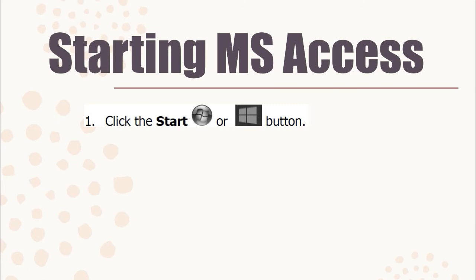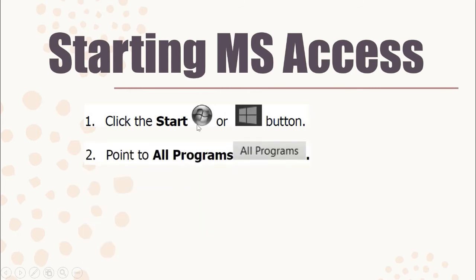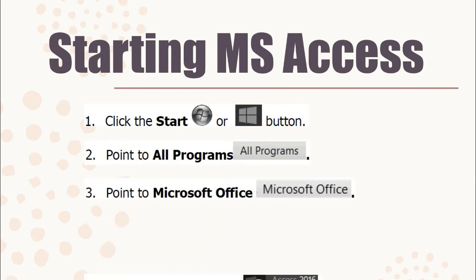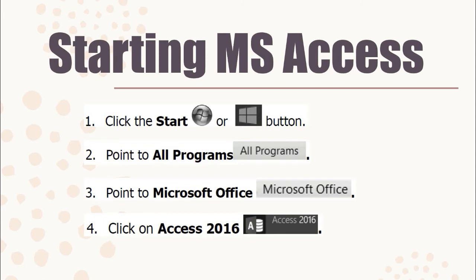Of course, the first one is click the start button. Itong dalawang button na to kung anong klase ng version na meron kayo. So kaya dalawa yan kasi magkaiba, depende sa version na ginagamit ninyo. Second one is point all programs and then point to Microsoft Office. Third or fourth, click on Access 2016.